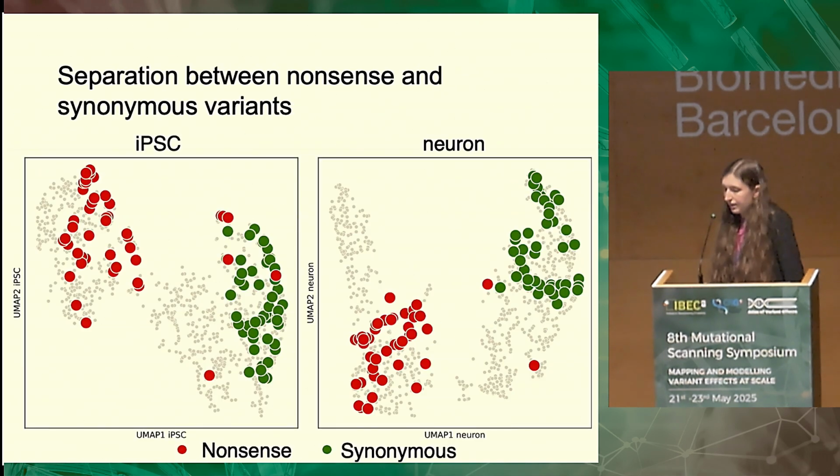Looking at synonymous versus nonsense variants on the UMAP, once again, each point here is a variant, and distance between the variants indicates their distance in morphology space and the difference between the cell images. We got good separation between nonsense and synonymous variants, and nonsense here is shown in red and synonymous in green. Then we wanted to see whether we could explain some of this with abundance and phospho-AKT.